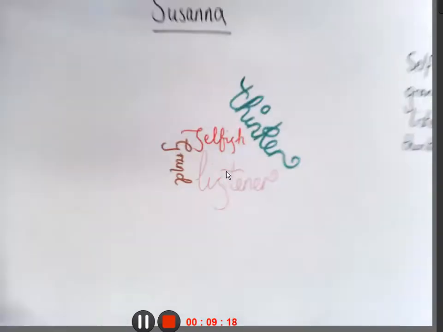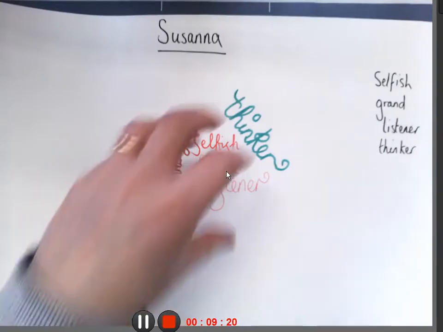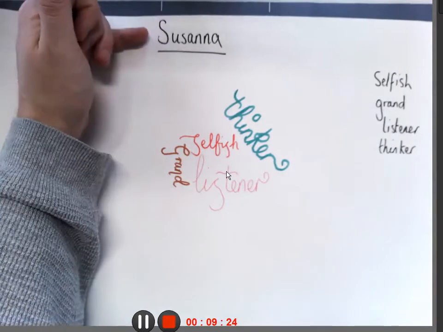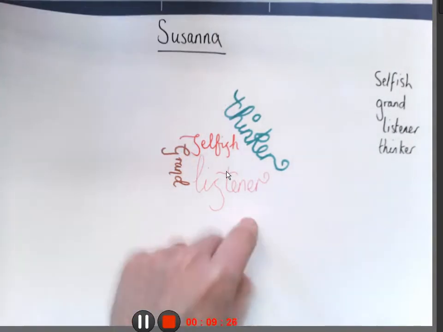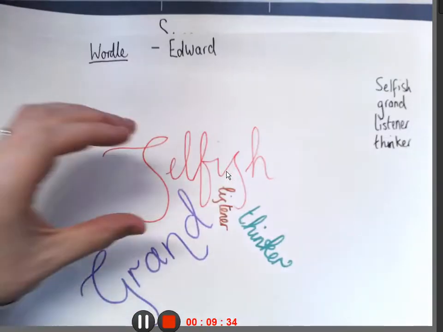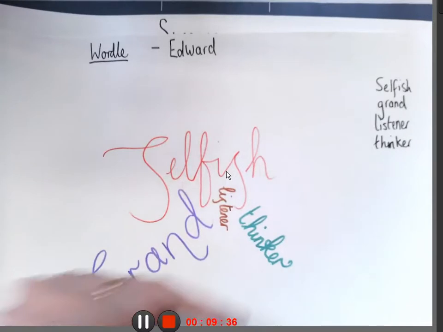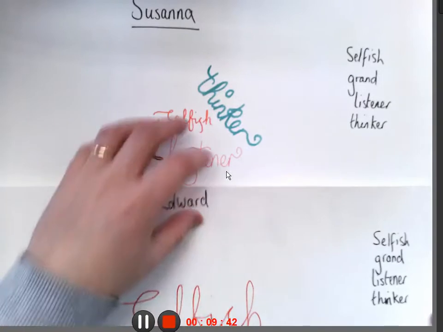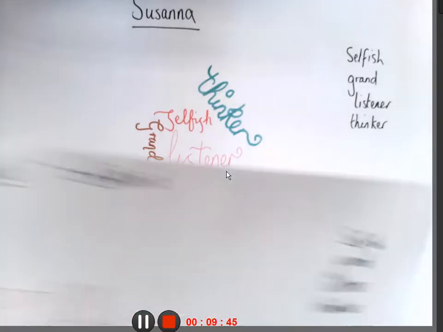So thinker. So again, these four words combine together to show me Susanna's personality. Susanna is a big thinker and listener. A little bit selfish, but not much. And a little bit grand, but not much. Whereas Edward at the start was really selfish and really grand and not a very good listener. So what I'm looking for today is that change between the two characters.